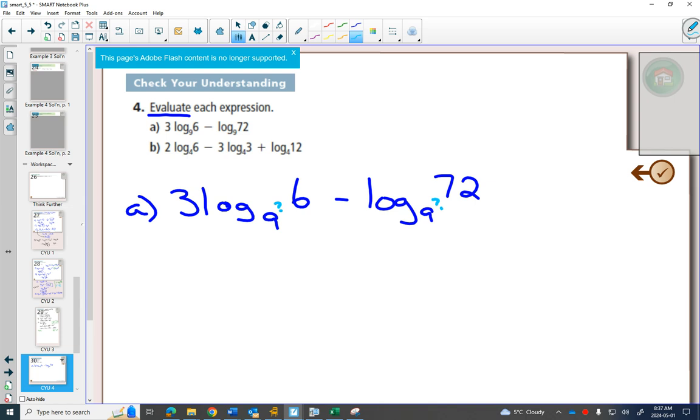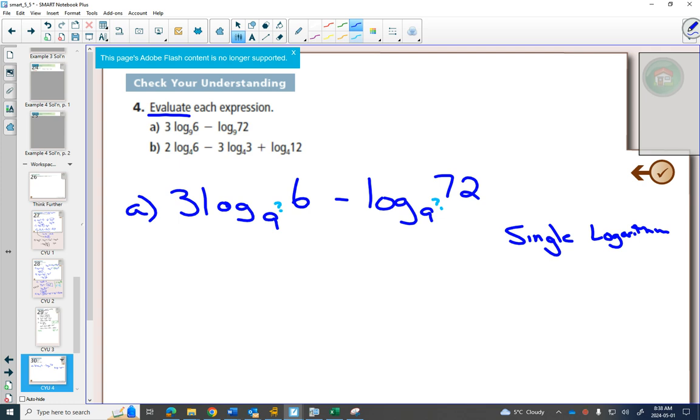Those aren't on the same column as my powers chart. 9 to what power is 72? I know 9 squared is 81, but I do not know what number would be 72. And yet this is a non-calculator question. So a strategy that we're going to use is we're going to use that strategy of combining things as a single logarithm and see what happens.